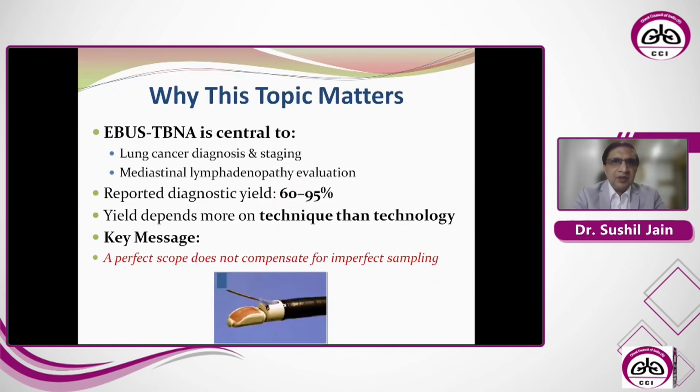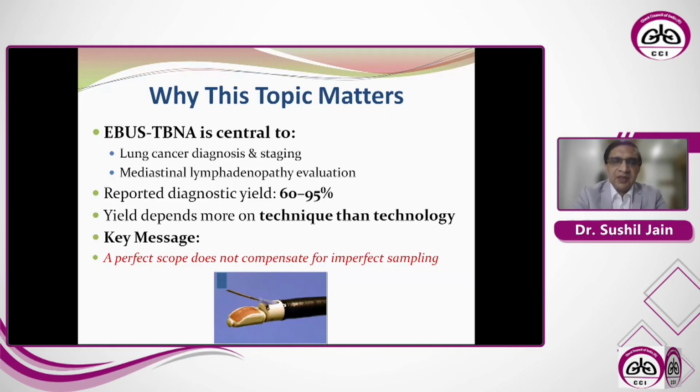Why is this topic important and why does it matter? EBUS TBNA is central to lung cancer diagnosis and staging, and in mediastinal lymphadenopathy evaluation. So these are the two most important things for which EBUS is used today. It has been reported to have a diagnostic yield between 60 to 95%. So there is a huge range here.